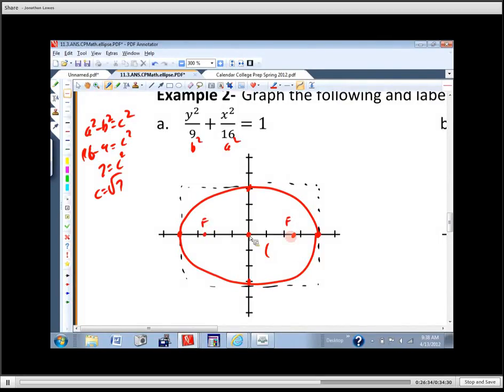Now, if I'm on the x-axis, the y-coordinate is 0. If I went forward from 0, 0 by radical 7, this would be radical 7, and what would this point over here be? Negative radical 7. It's that simple. Okay? Any questions? Easy enough? Okay.